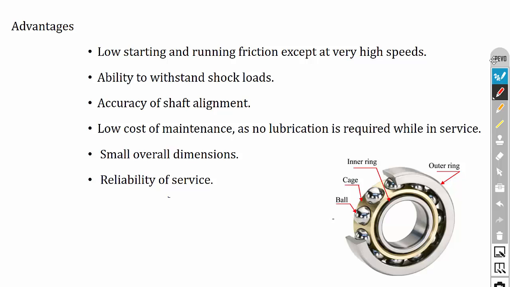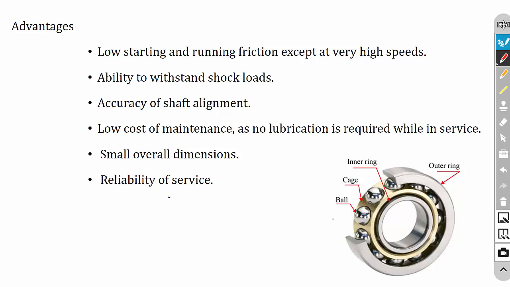So the advantages of rolling contact bearing. The first one: low starting and running friction except at very high speed. Because of using the balls in between inner race and outer race, the friction will be very low except at high speeds. So for high speed operations, we can go for sliding contact bearings. It can withstand a high amount of shock loads.